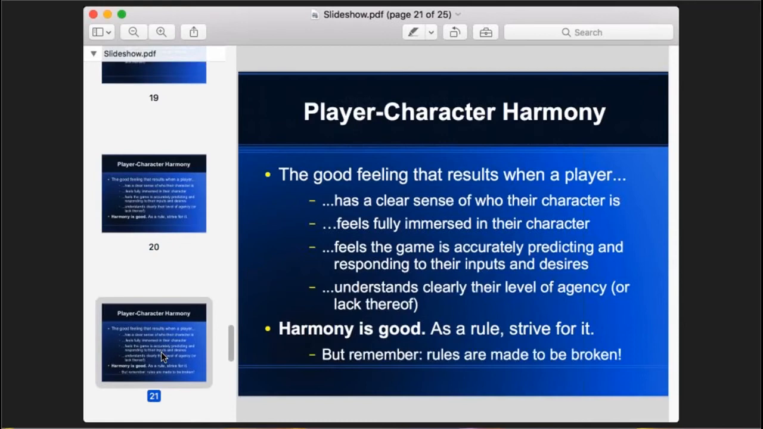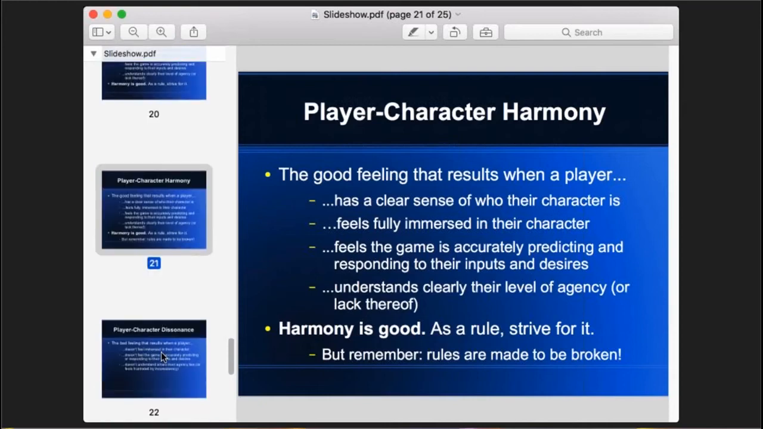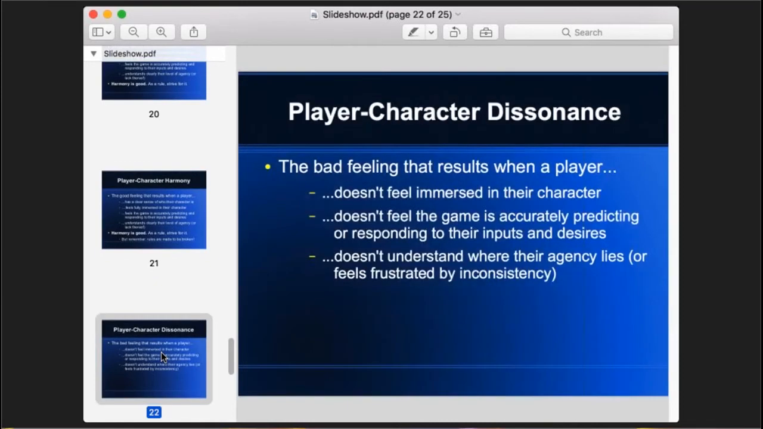But for the most part, in the same way that a prose novelist wants to make a character empathetic or likable, if you want to use that word, a writer for games should strive for player-character harmony most of the time, because its absence is weird, and when it's removed suddenly, it can really ruin a game. So that brings us to the big scary monster in the room, which is player-character dissonance.